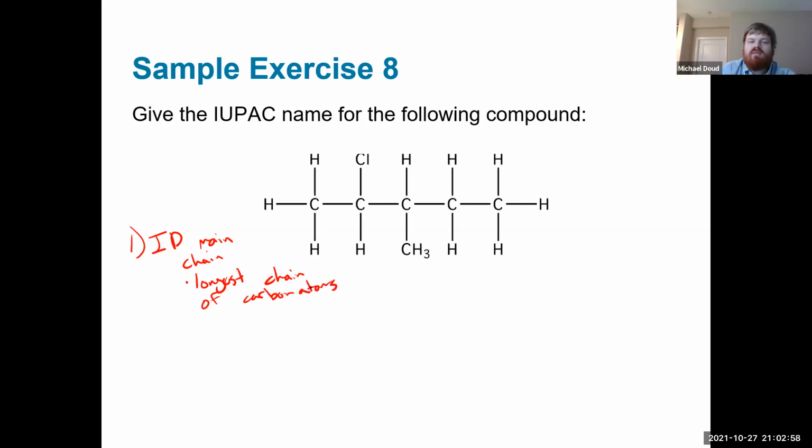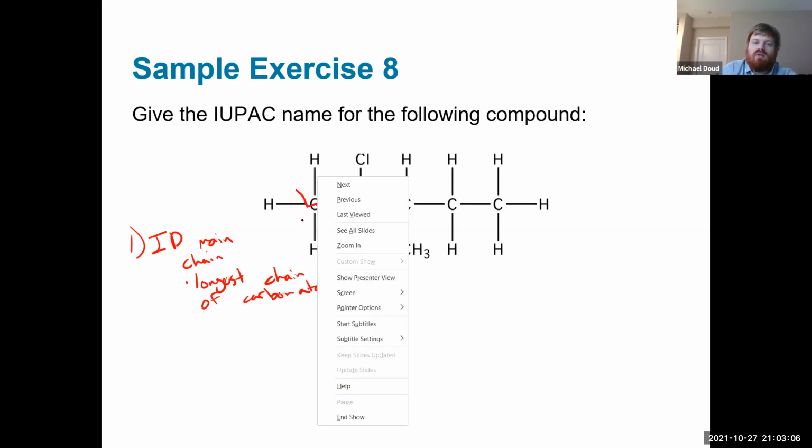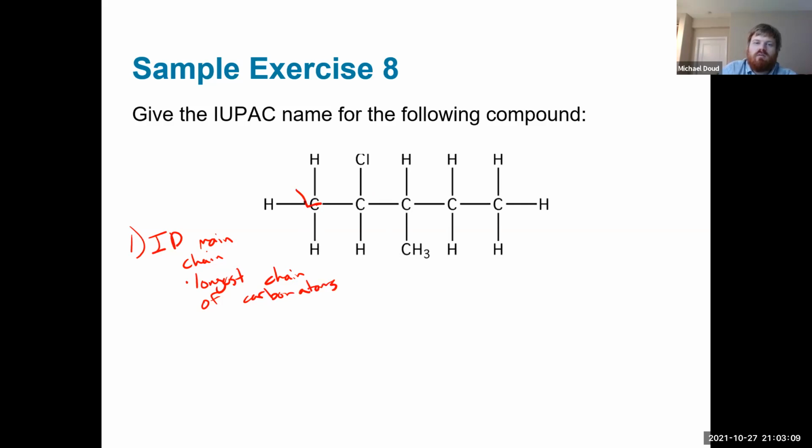Note that these have to be in a row. So here we have a few different options. There's carbon 1, we'll just start from here and test it out. Carbon 1, carbon 2, carbon 3, carbon 4, carbon 5. So there's 5 carbons in a row there.